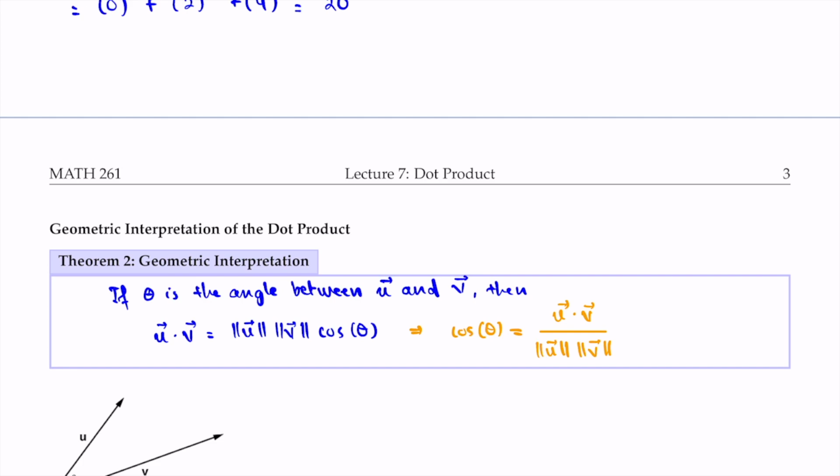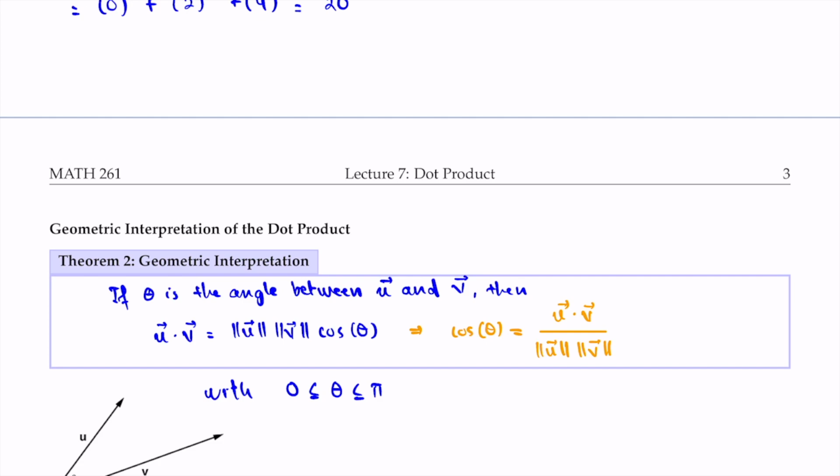And we also make a very important assumption that we're going to consider theta to be between 0 and pi only, because we want to identify the angle between the two vectors in terms of an acute angle, orthogonal vectors, 90-degree angle, or obtuse angle.